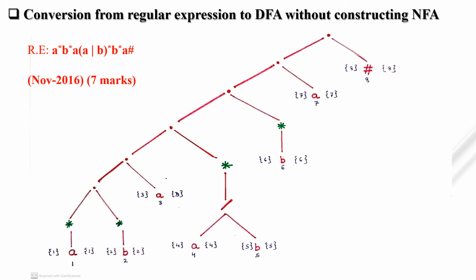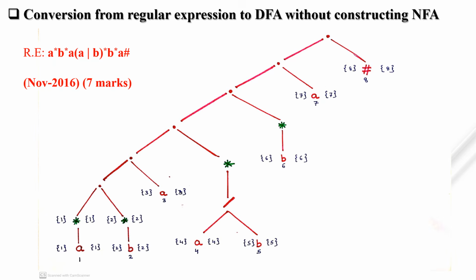So to find the first position and last position of any operand, it is very simple, but now we have to find the first position and last position of the operators, the concatenation, and also this star and this OR symbol. Let's find them one by one. As I said earlier, for a star, the first position is directly shifted from the child, the nullable node, and the last position is also directly shifted from it. So 1 and 1 is the first and last position of this star, and 2 and 2 is the first and last position of this star.